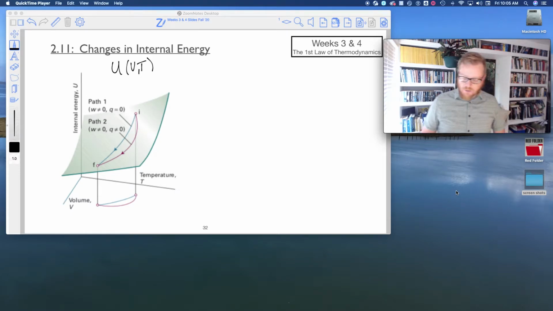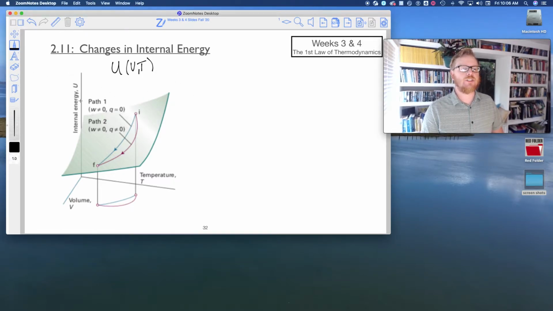Picking up right where we left off. Okay, so changes in internal energy. Here we have this function U. U is a function of V and T. Okay, so we're going to start getting used to seeing these types of three-dimensional graphs.